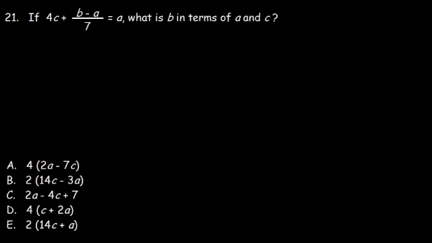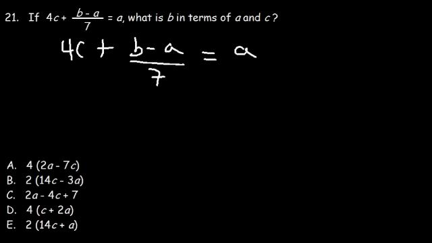Number 21. If 4c plus b minus a over 7 is equivalent to a, what is b in terms of a and c? So, how can we do this? How can we find b in terms of a and c? So what we need to do is solve for b. That's basically what the question is asking us to do. If we can isolate b on one side, then a and c will be on the other side of the equation. So let's start with the expression 4c plus b minus a over 7 equals a.